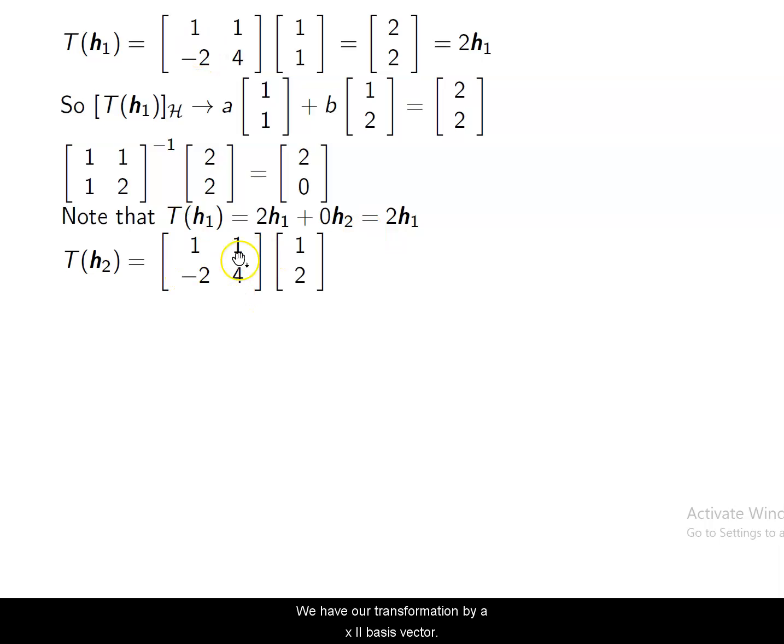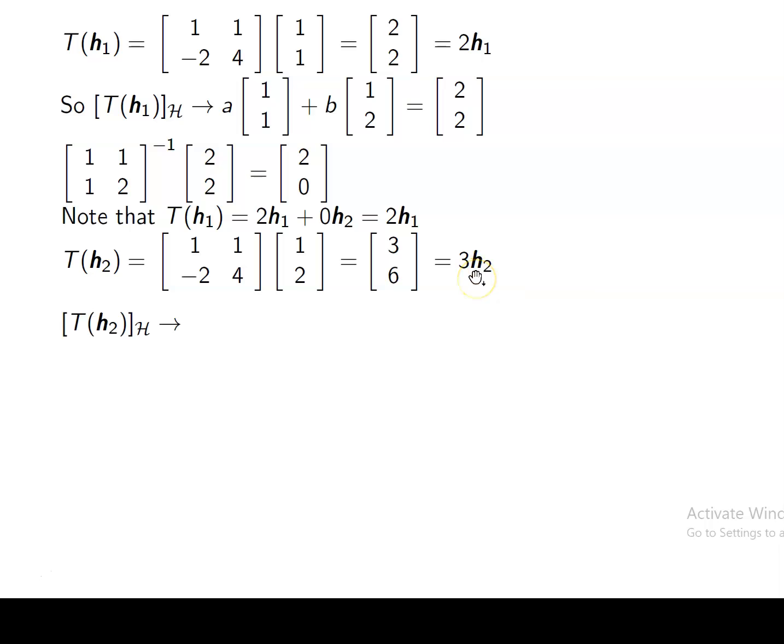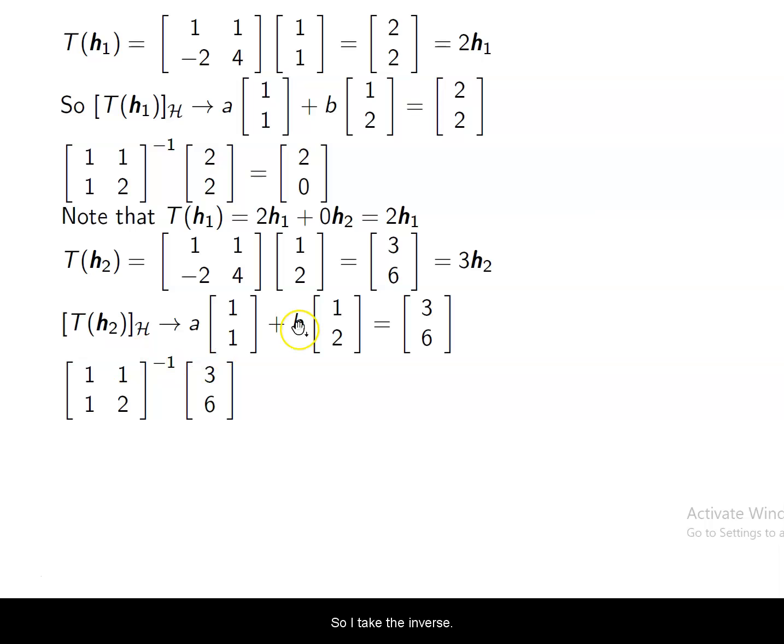We have our transformation by A times the second basis vector of H. It gives us 3, 6, which if you notice is 3 times my H2. So note that T of H2 in terms of H, I now have to set up this equation again. I take the inverse of this matrix and multiply it by my resultant vector so that I can get my scalars. I get 0, 3, which matches with what we had here for the transformation.